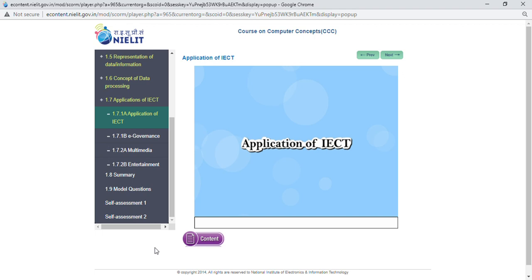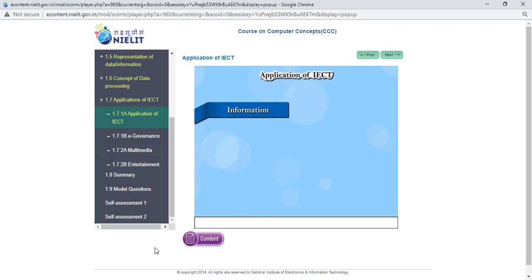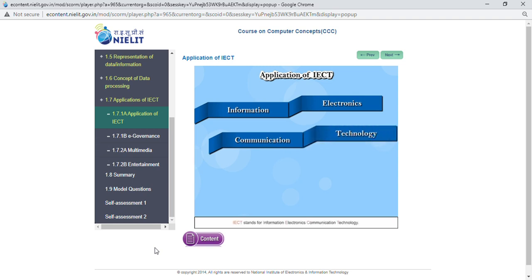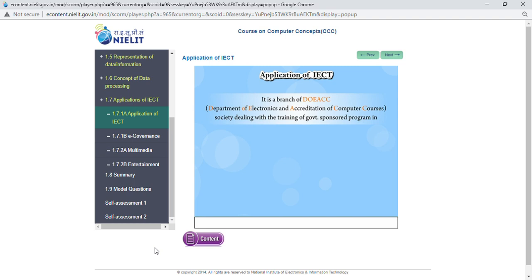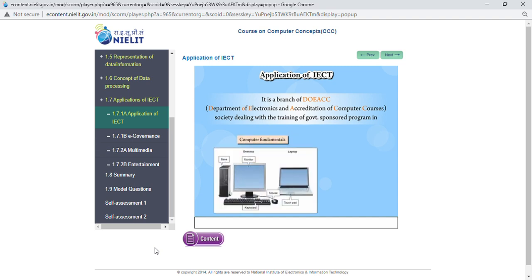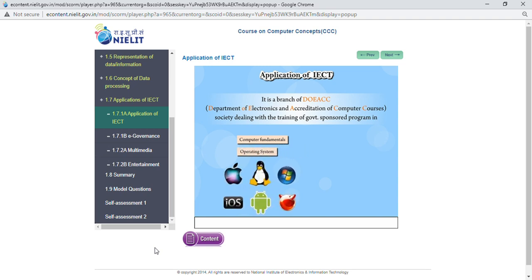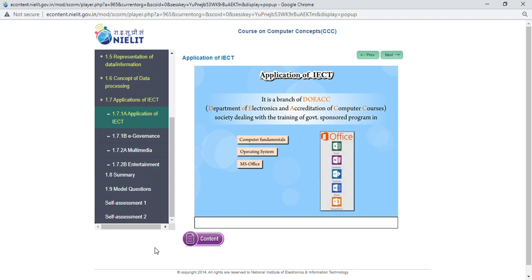Application of IECT. IECT stands for Information Electronics Communication Technology. It is a branch of DOEACC, that is Department of Electronics and Accreditation of Computer Courses Society, dealing with the training of government-sponsored programs in Computer Fundamentals, Operating System, MS Office, Troubleshooting, Maintenance of PC.